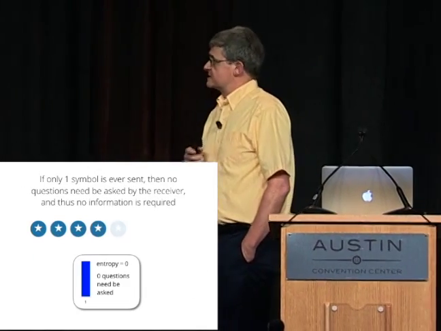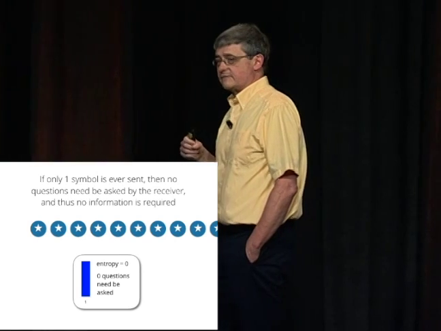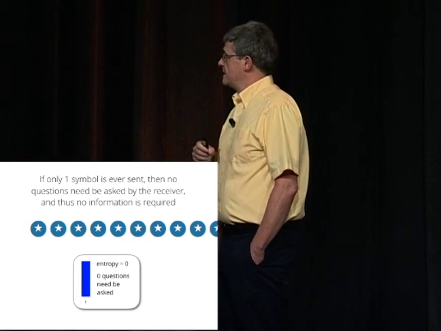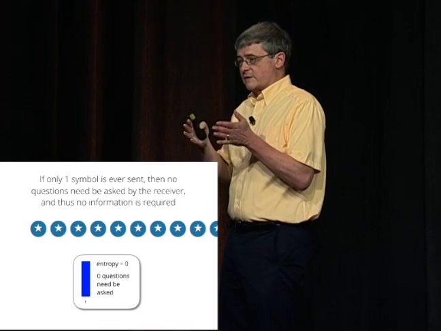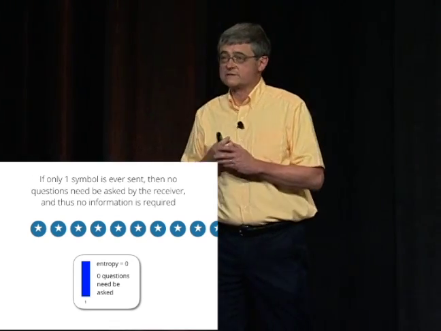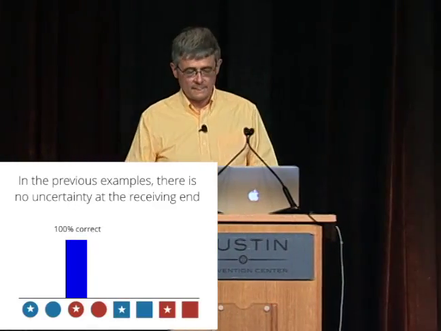So if we take this to the extreme, if the sender always sends us the same symbol, then we don't need any information to figure out that what's coming is a blue starred circle. The entropy of the original distribution is 0, which means we need 0 bits of information. We don't have to ask any questions to figure that out.